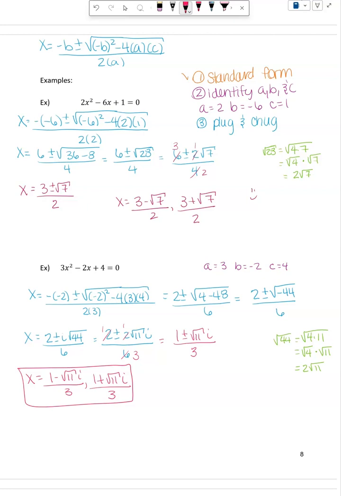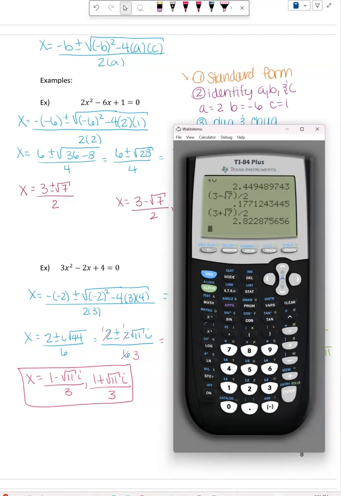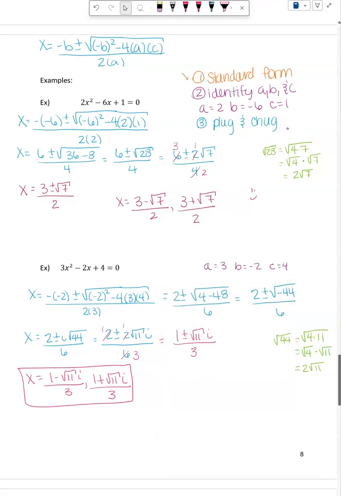Now we can do the same thing we did before and put it in our calculator. Let's do that. So 3x squared minus 2x plus 4. Let's see how that graphs and see if we're not correct that it won't go across our x-axis. It's way up high, so there are no real intercepts. Okay? Awesome.